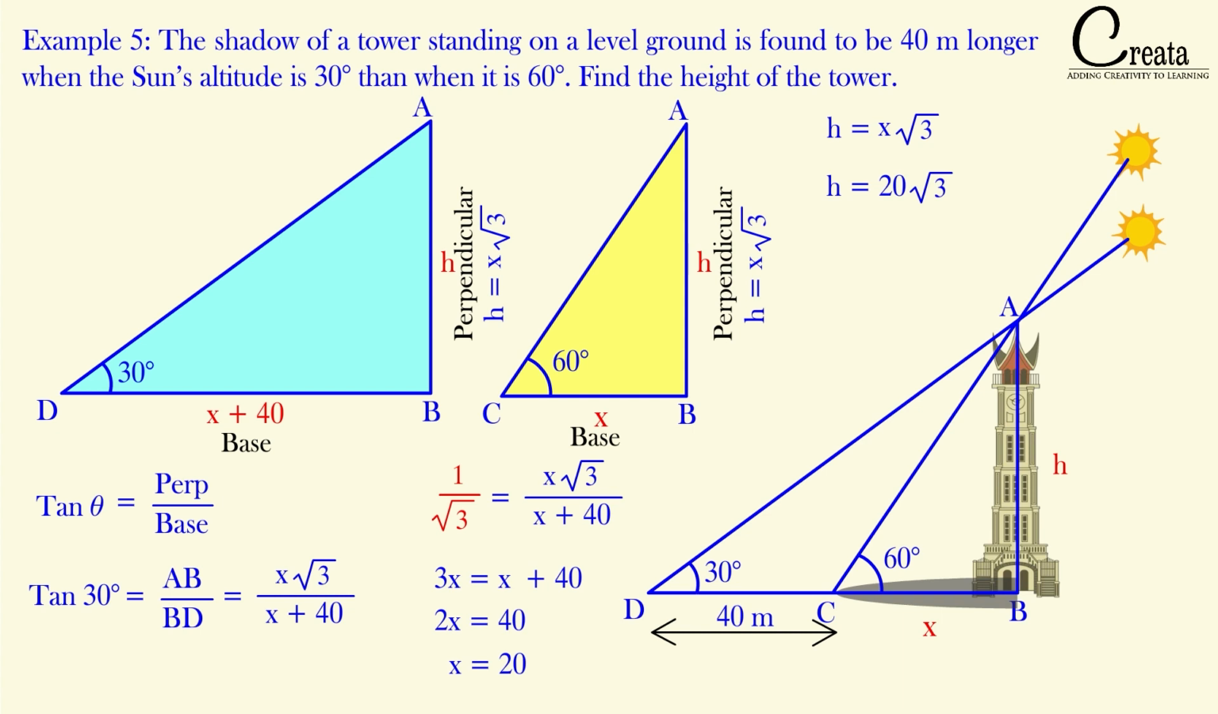Got it? Here both the triangles are sharing the same perpendicular. So we have solved both the triangles separately with the perpendicular as common, that is h. And finally, we have equated both the triangles with the common perpendicular. Interesting question. So we have done with example number 5. Let's move to example number 6.